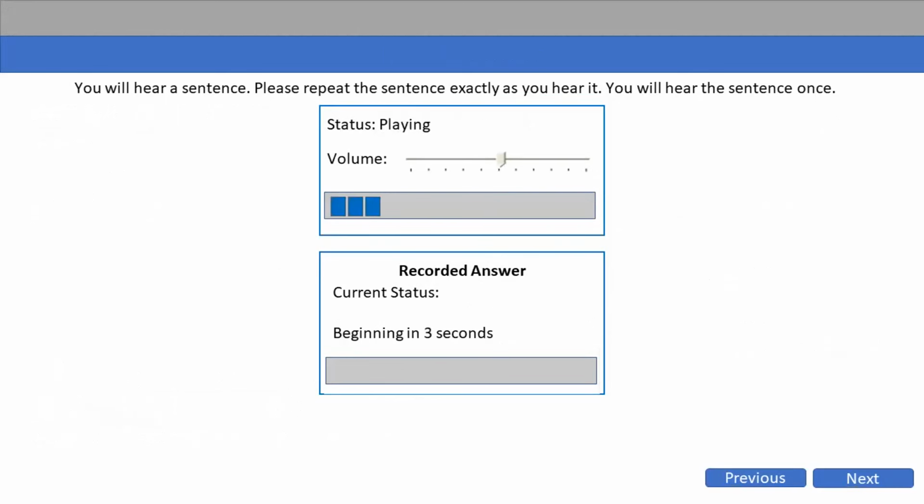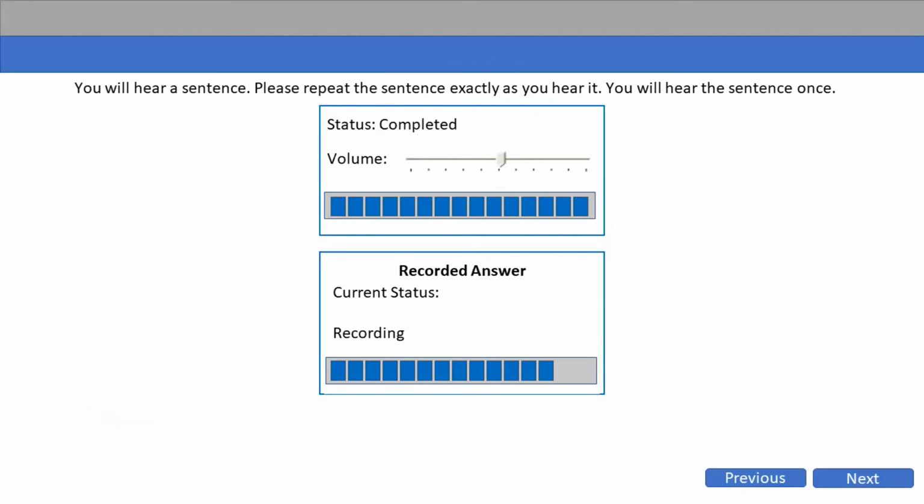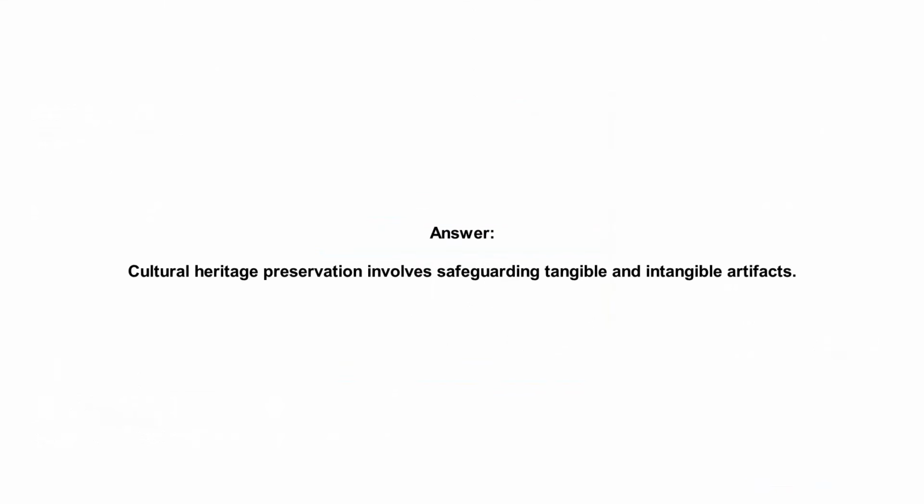Cultural heritage preservation involves safeguarding tangible and intangible artifacts.